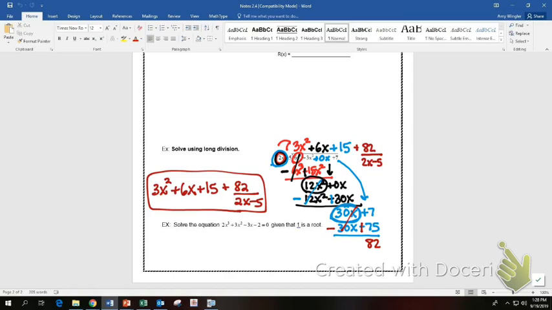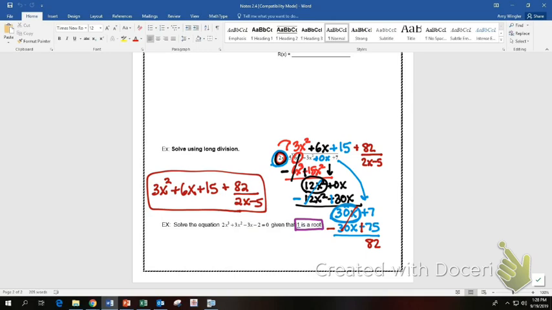So there's one more type of problem that you're going to see in your homework tonight, and it's one like this last example. In this last example, it just says solve the equation. So you get to pick if you want synthetic division or long division. I give you the function, and I tell you that 1 is a root. Remember, another word for root is x-intercept, 0, or solution.